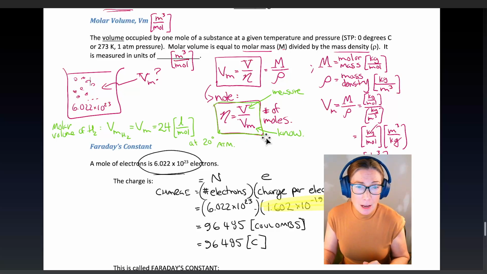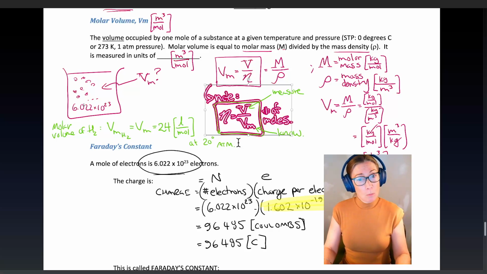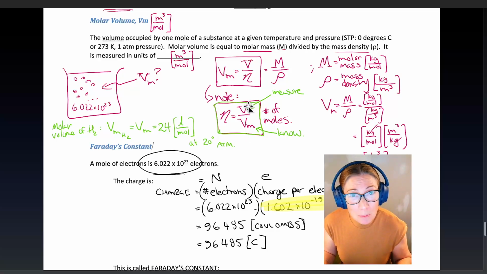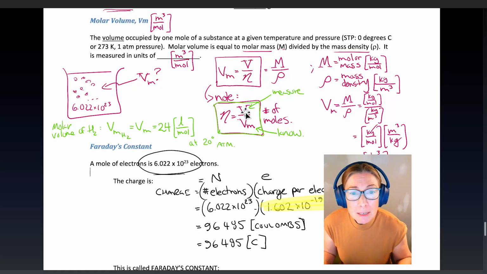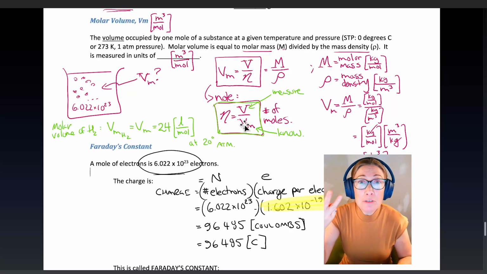And so how I can use this is I can rearrange this formula. It makes sense that the molecular volume is the volume per mole, but let's rearrange that. Now we have number of moles is the volume that stuff's taken up divided by the molecular volume. So if it takes up 3 meters cubed and the molecular volume is 1 meters cubed, then I know I have 3 moles of the substance.